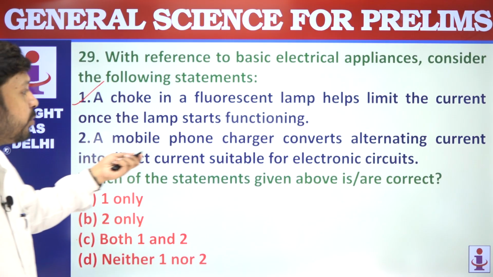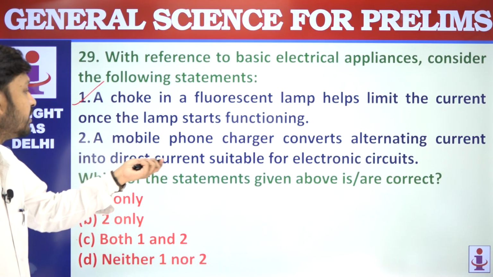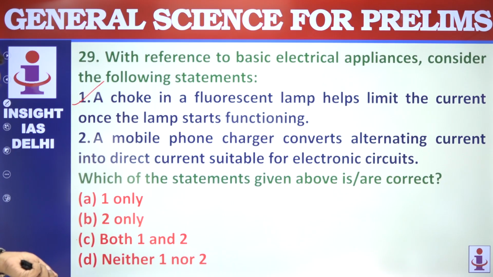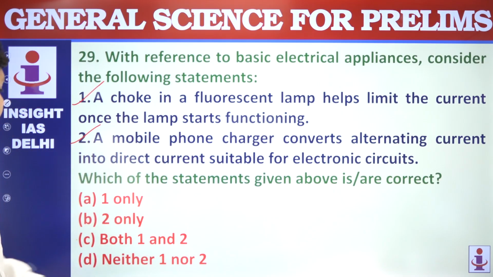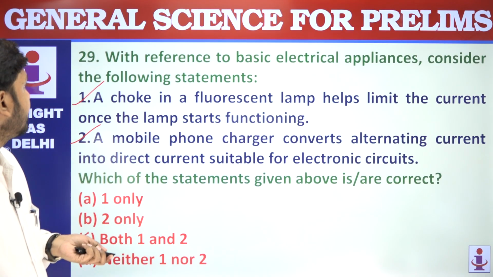A mobile phone charger converts alternating current into direct current suitable for electronic circuits. This is also a right statement, and they are asking which of the following are correct. So both 1 and 2 are correct in our case. Let's go to the next one.